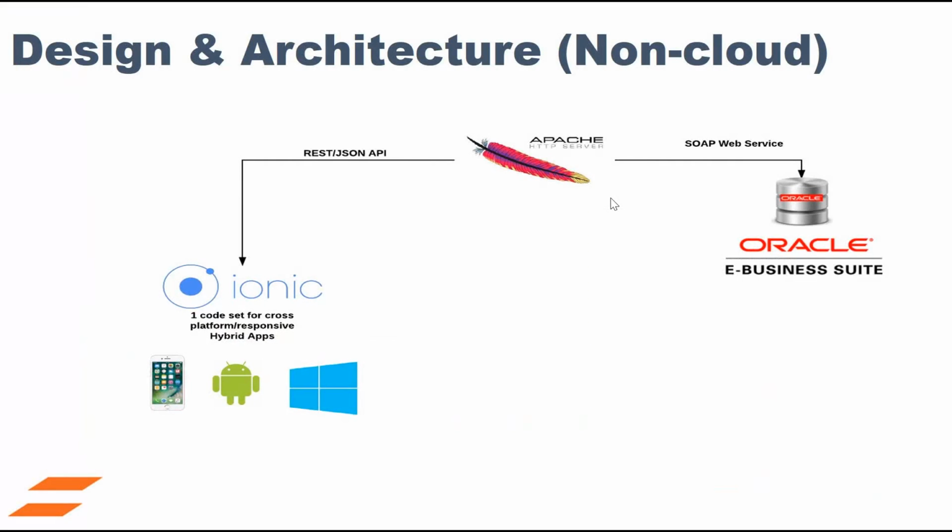If you look at the design and architecture, right now we are presenting you the non-cloud version of this mobile application, where you have a SOAP web service exposing the information from Oracle E-Business Suite. And we are converting that SOAP service into a REST-based API using the Apache Tomcat server. And we are using the open source Ionic platform to develop cross-platform responsive mobile applications. So with one set of code, we will be able to develop an app across different platforms like iOS, Android, and Windows.